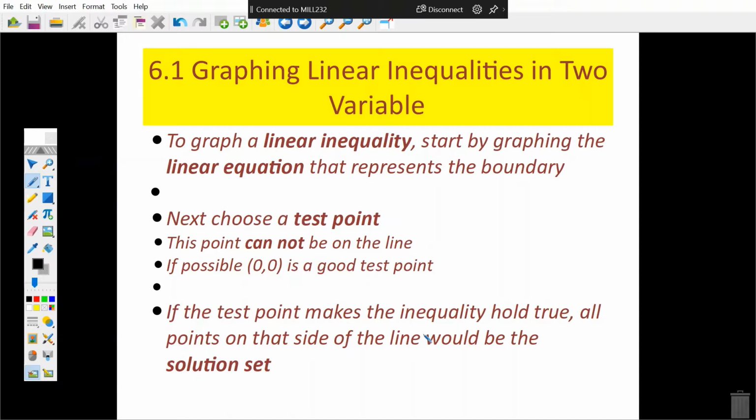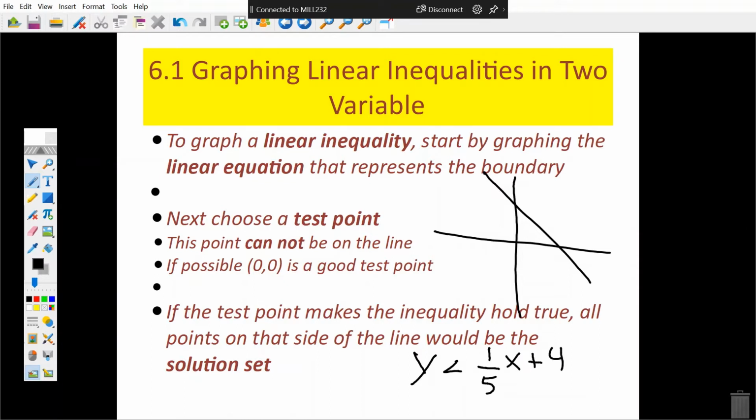Okay, now that sounds a little confusing. I'm going to give you an example. So let's go back. Let's say we had a line like this, okay? And in a linear inequality, either the points below the line are part of the solution set, or the points above the line are the solution set. Okay, so what you have to do is choose a test point. So like, let's say, for example, your equation was y is less than 1 over 5 x plus 4, negative 1 over 5.